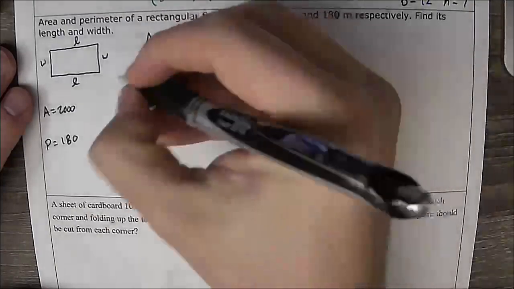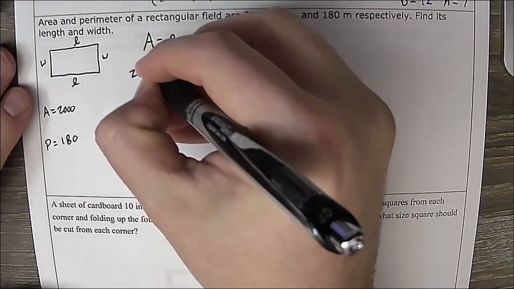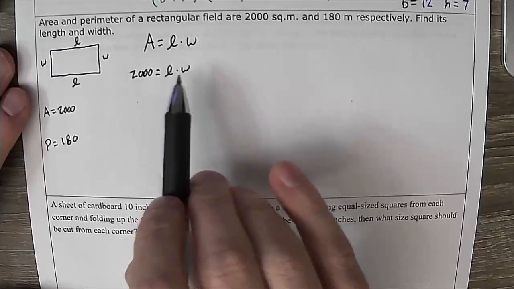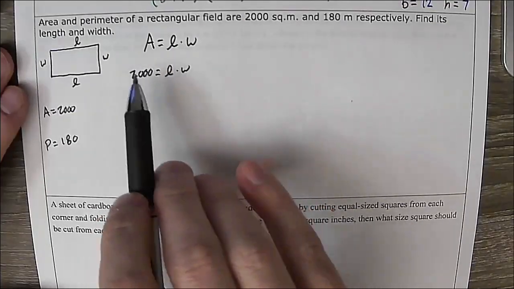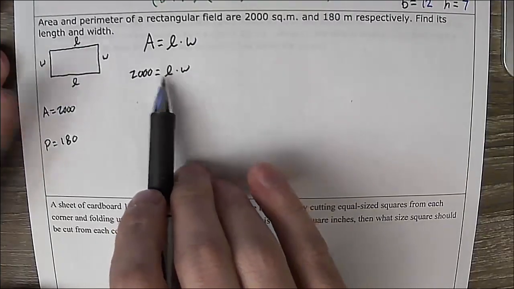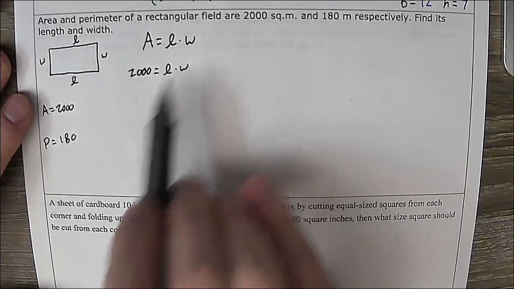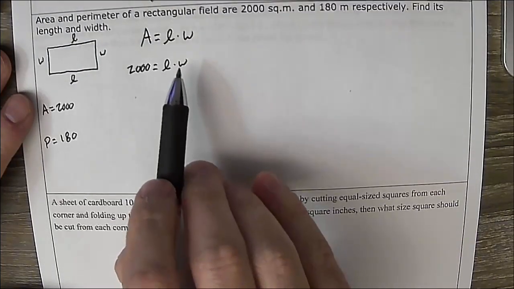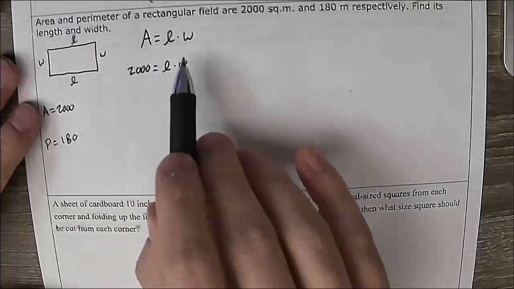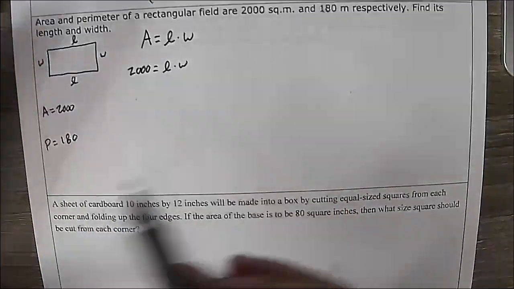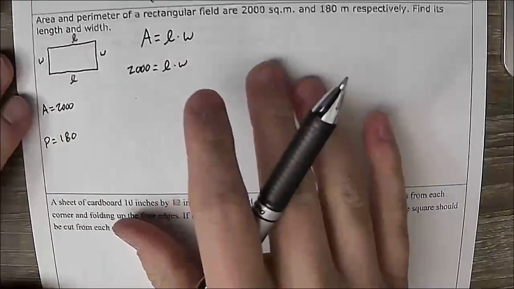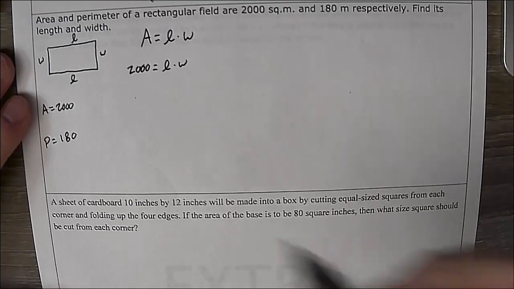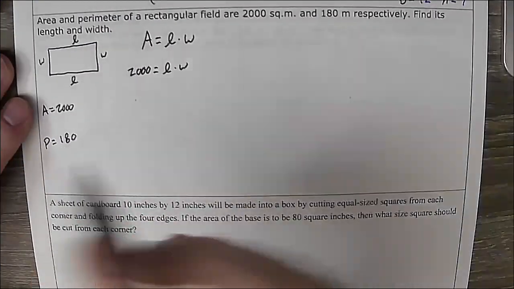But since all I can do is get rid of that A, unfortunately, there is an infinite number of answers that satisfy this problem right here. The length could be 200 and the width could be 10. You know, this could be 2 and 1,000, 20 and 100, or just a bunch of different numbers it could be. So we need another equation that uses length and width, and that's how the perimeter comes into play.